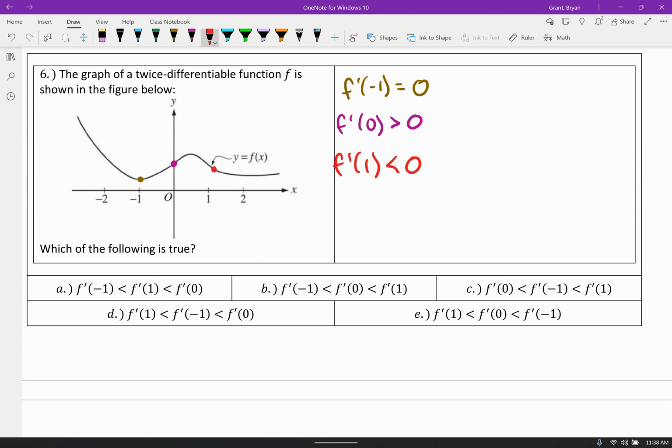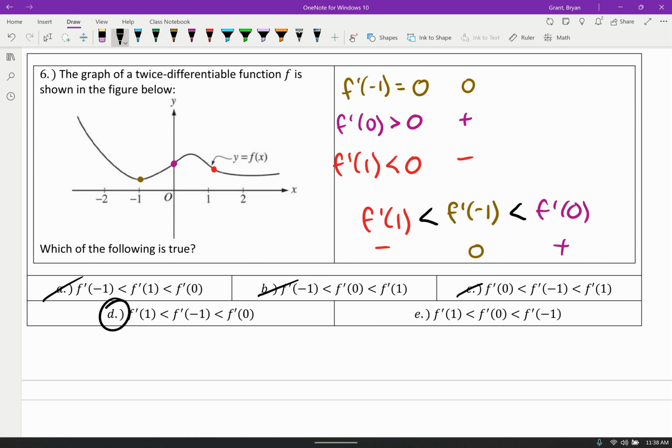Well, we have a number that's 0, one that's positive, and one that's negative. Can we rank those three? I would hope so. I see f prime of 1 as negative, so that is going to be less than f prime of -1, which was 0, and that in turn is going to be less than f prime of 0, which is greater than 0, right? Just three slopes there, where we had our negative slope, our slope of 0, and our positive slope. As we write that out, f prime of 1, -1, 0. Oh, it's got to be D.